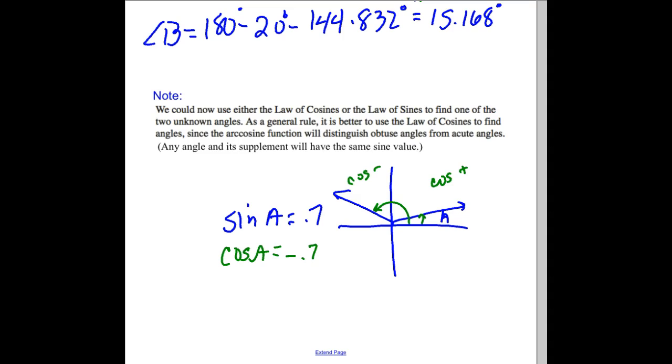So if it's a situation where we use law of cosines to find missing sides, side-angle-side, side-side-side, I would stick with using law of cosines. Even though it's a little harder, it's a more complicated formula than law of sines, it's going to make it very clear which answer you're looking for. Okay?